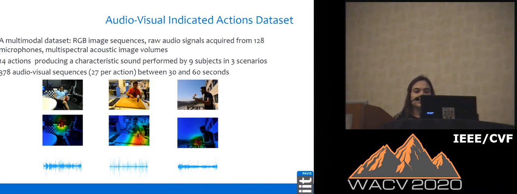signals. It consists of 14 actions performed by 9 subjects in 3 different scenarios with increasing noise conditions, which are an anechoic room, an open space area, and a terrace outdoors. There are many audiovisual sequences which last a minimum of 30 seconds each.